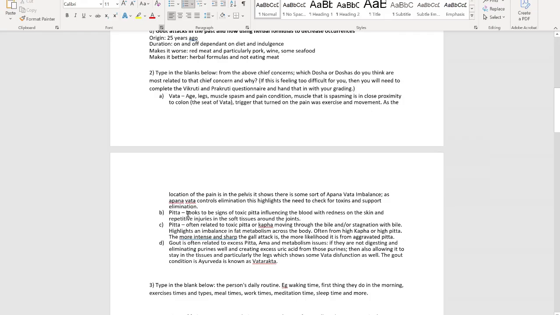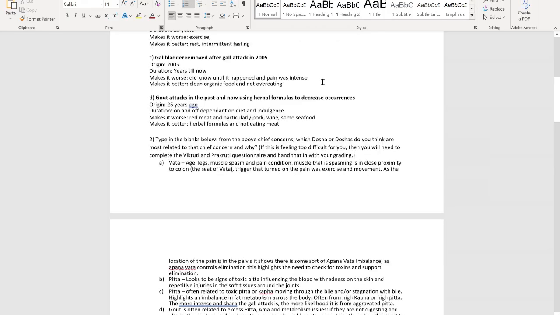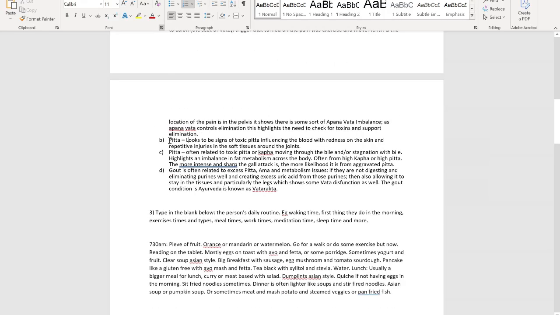The next symptom that we look at is the repetitive inflammatory conditions after exercise, weeks for the pain to go away, particularly how I saw the red through there. It looks to be a bit more pitta, signs of toxic pitta influencing the blood, with redness on the skin and repetitive injuries in the soft tissues around the joint.